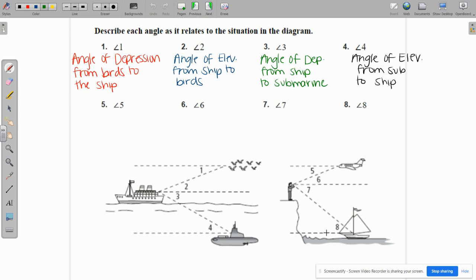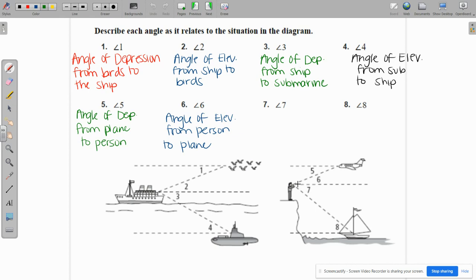Angles 5, 6, 7, and 8 over here, I can see the first angle 5. Here is the horizontal. The angle is below the horizontal. So this would be an angle of depression, and it's from the perspective of maybe the pilot of the plane looking down at the man. So the angle of depression from the plane to the person. Number 6 is here's the horizontal line that is associated with angle 6. The angle is above that horizontal. So this would be the angle of elevation from the man looking up to the plane.